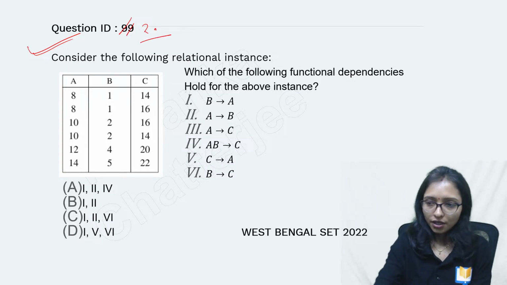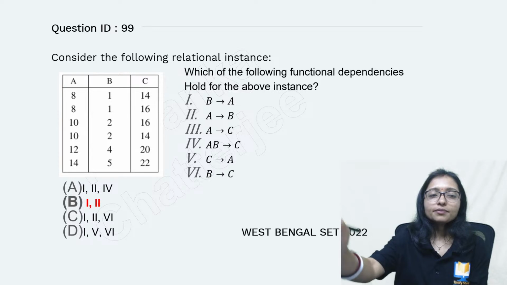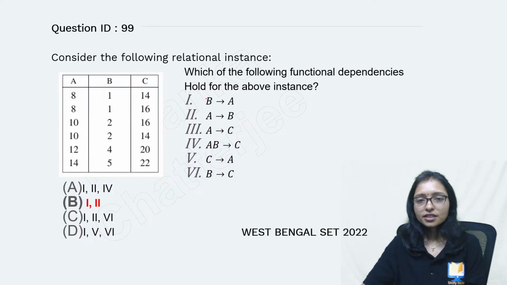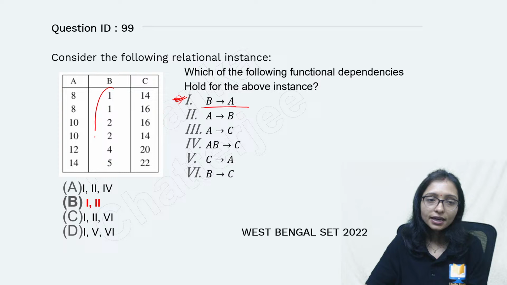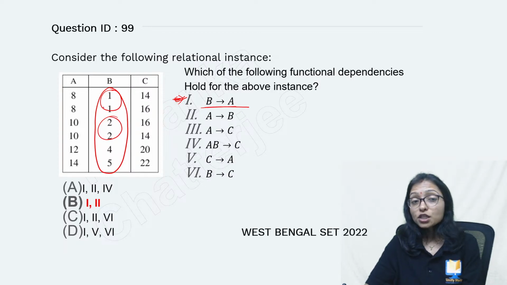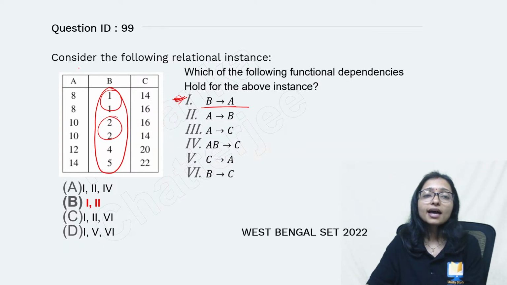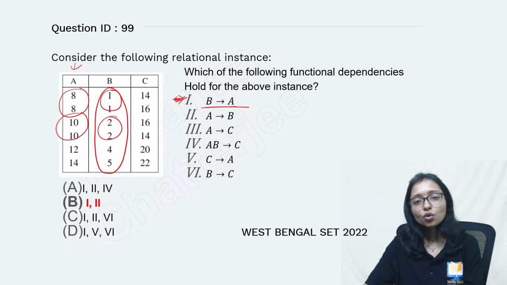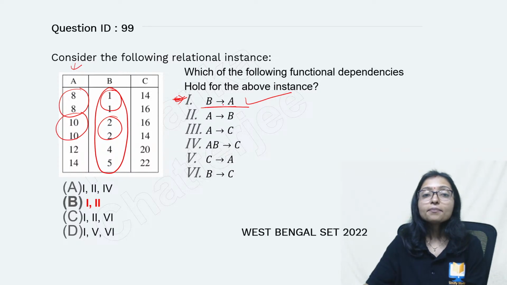This is the answer. Okay, answers are coming. Let me see whether you are doing it correctly or not. See that here, one by one. Roll number, this is 1. B implies A, holding or not? Check the B column. In the B column, are there any duplicate values? These are duplicate values. These are duplicate values. Corresponding to this duplicate value, in the A column, there should be the same values. It is the same values, 8, 8. This is also 10, 10, same values. So, no problem. Right?